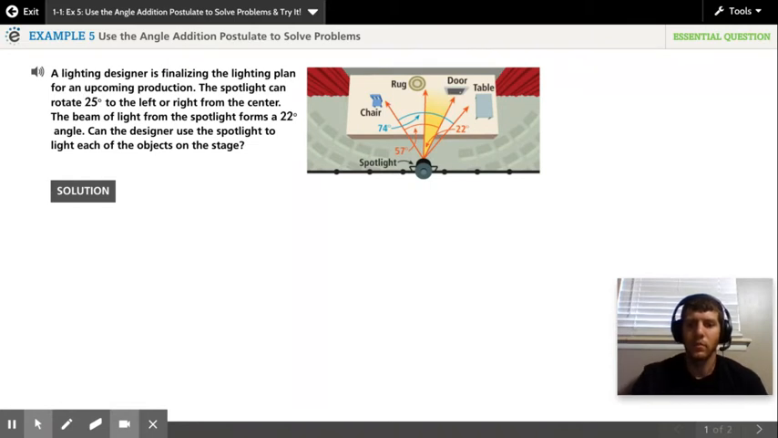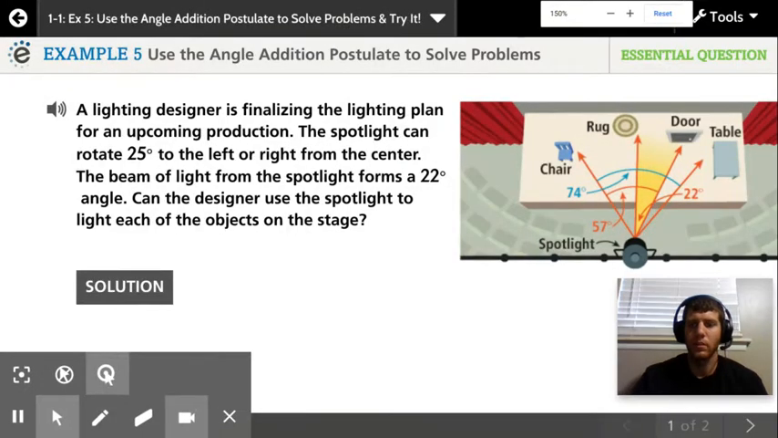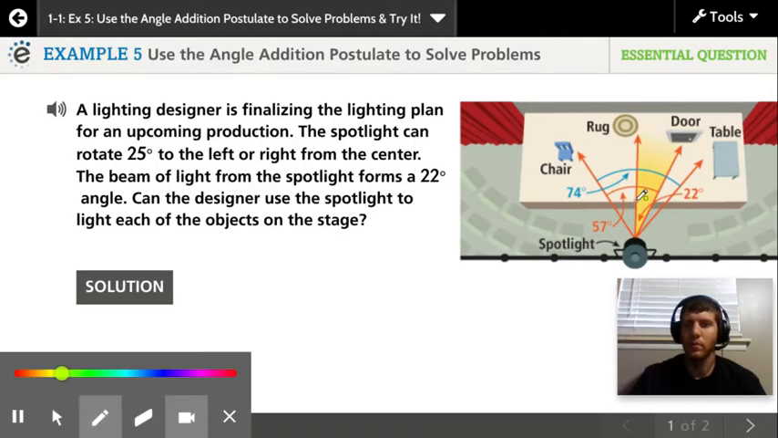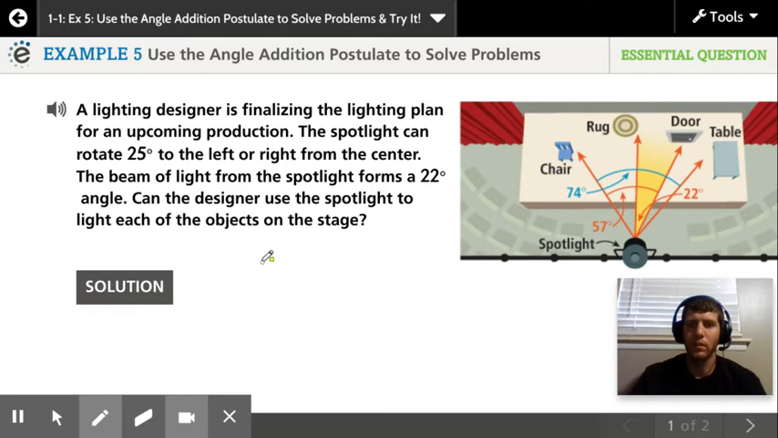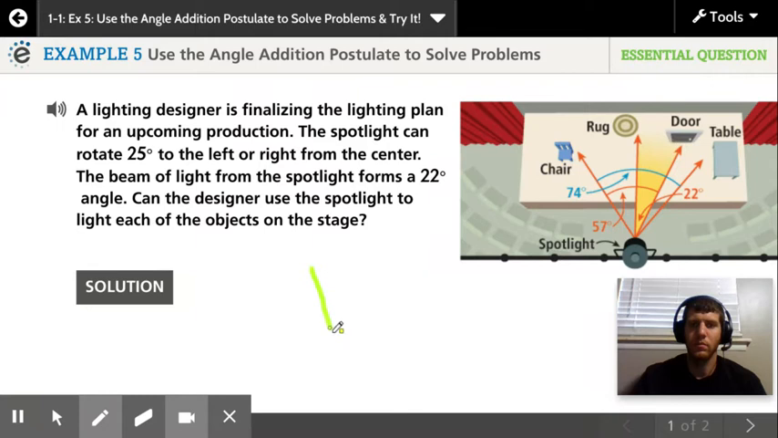So let's look closer at this problem, or let's redraw it. It's probably a better way to do it. Let's zoom in on their diagram actually. Changing things on the fly here. All right, so their beam of light is going to be this angle here. Let's draw the beam of light. Here's the beam of light. This angle here is 22 degrees.